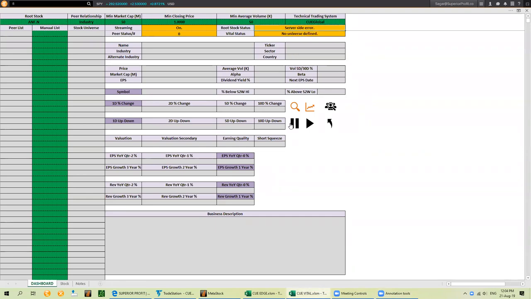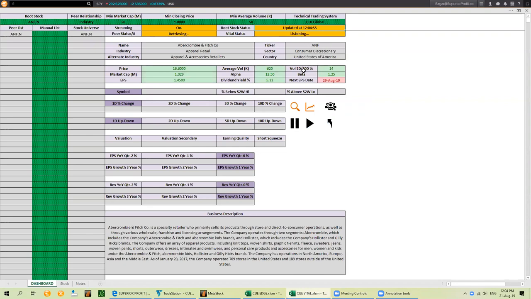If it gives server side error, I have to pause and play again. That error comes when Thomson Reuters gives an error to the requests we are sending to it. It is retrieving the peers, and after that, it will calculate vital statistics for all the peers. Retrieving data for all these stocks, 24 peers it has found in apparel retail industry. Then it will populate this snapshot as well.